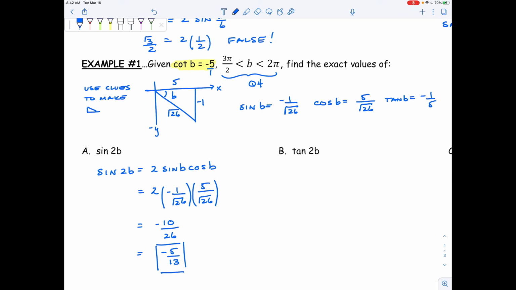So you've got one option for doing sine 2b. You only have one option for doing tangent 2b. So go ahead and do the substitutions, and I want you to try working through the fractions and the simplifying on your own. Pause the video and then check your answer with mine.